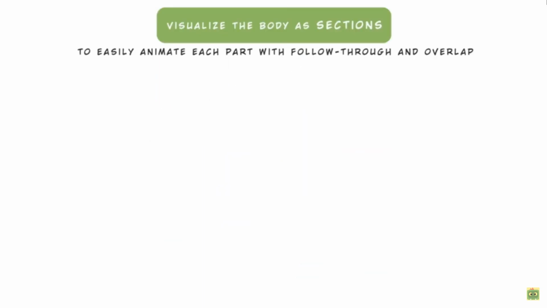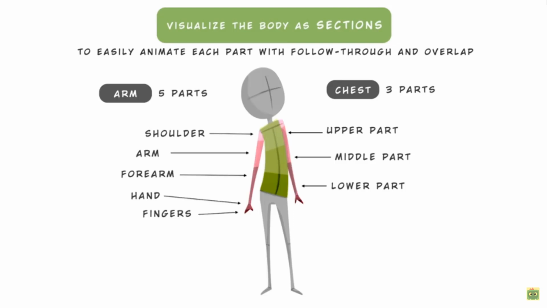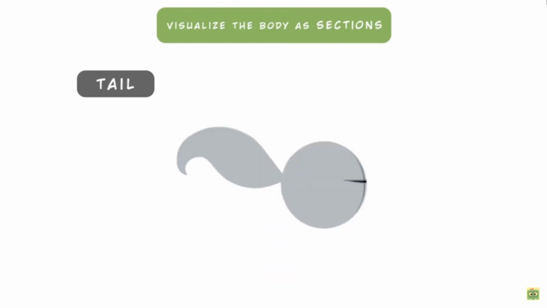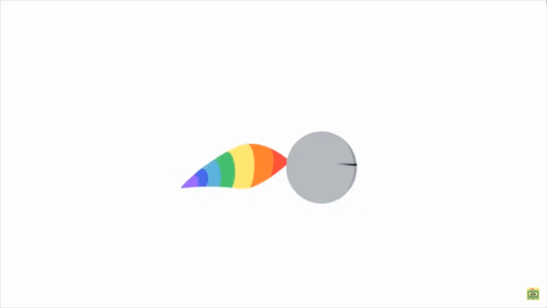A good way to manage and animate parts with follow-through and overlap is to visualize the body as sections. The chest could be split in 3 sections that will have different timing. An arm could be split in 5 parts: shoulder, arm, forearm, hand, fingers, and the same for the legs. Or a tail could be split in different sections as well. The upper part leads the movement, so you have to move this part first, and the second one will follow this movement. The third one will follow the second one, and so on.